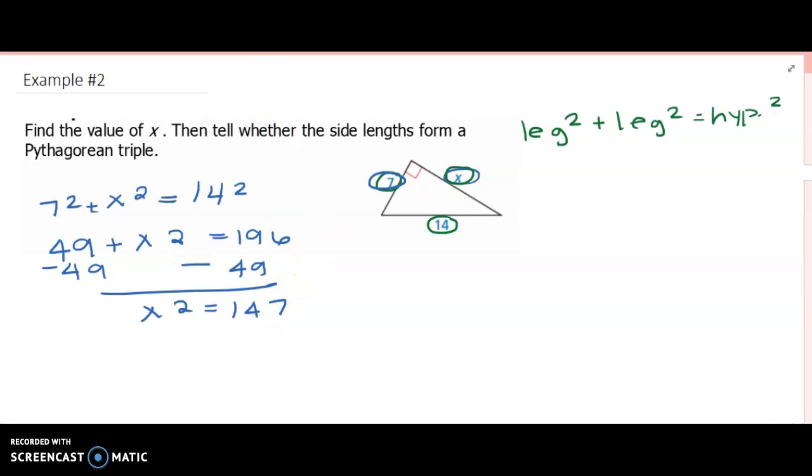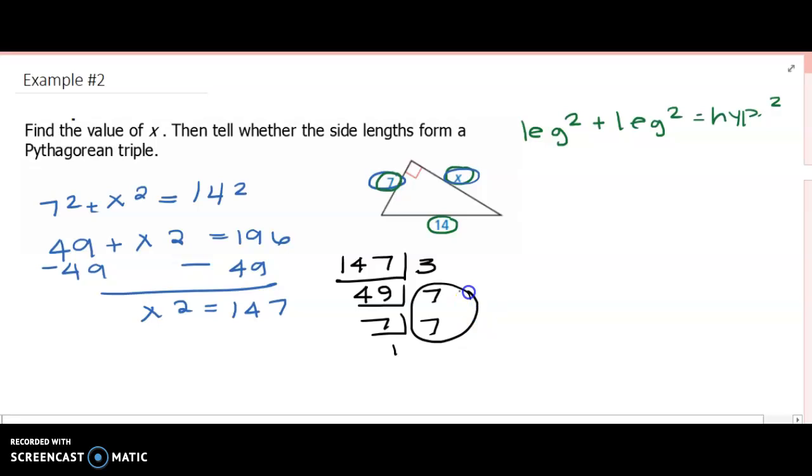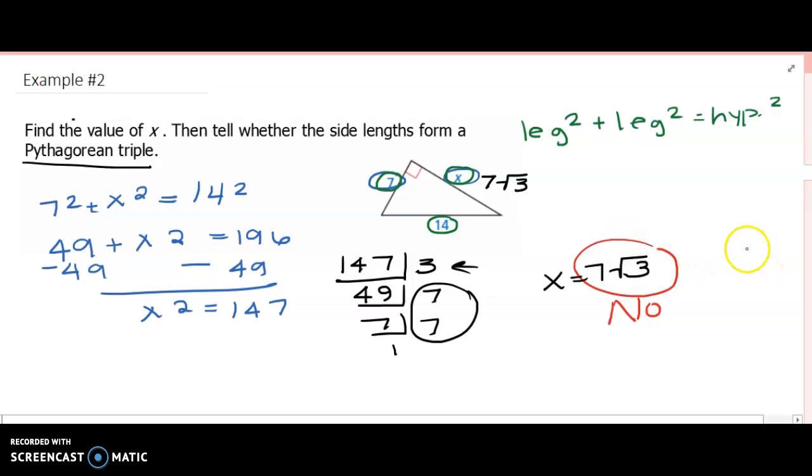Okay, now this is when I said don't just throw this into your calculator. We've spent a week and a half on breaking this down. That's what we're going to do. So 3 times 49, 7 times 7, 1 when we're done. So 7 square root of 3. Okay, so this leg here is 7 square root of 3. And it says, do they form a Pythagorean triple? The answer to this question is no. And the reason is because this is not a whole number.